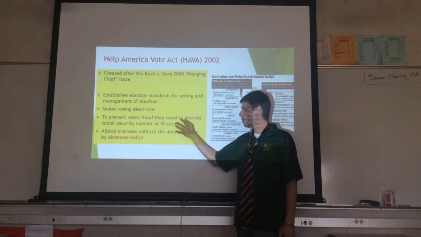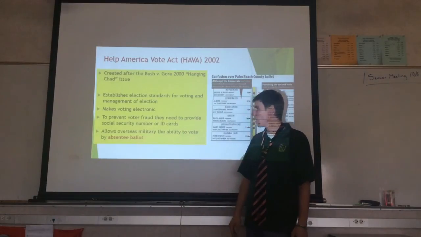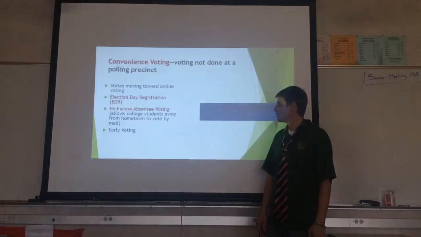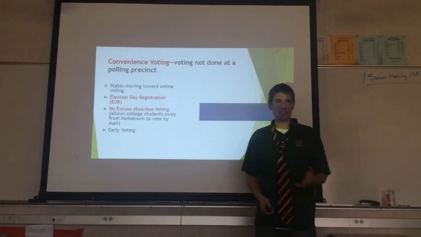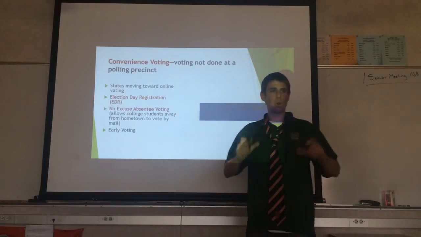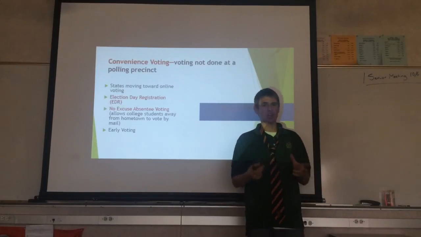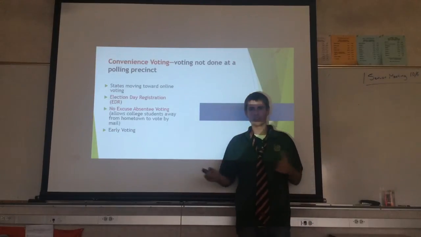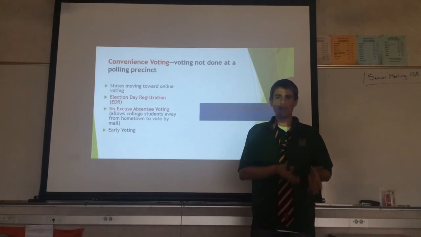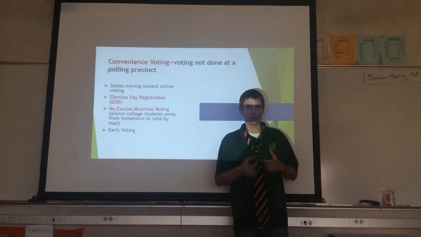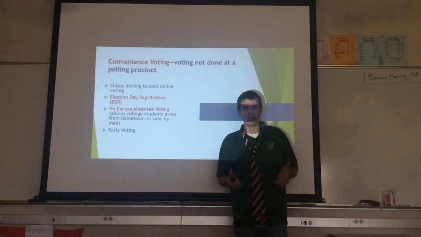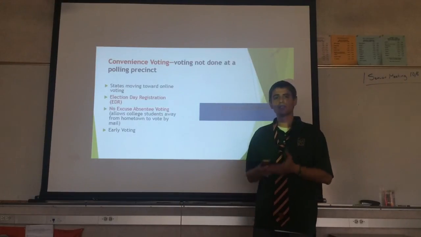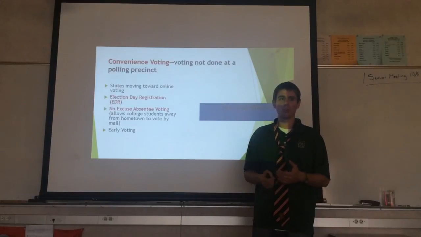Again, the underlying purpose, trying to prevent voter fraud, that's the goal. Convenience voting, methods to make voting easier. Convenience voting in your textbook will say something of the sorts like methods to allow voting without having to enter the voting precinct. So again, just like it says, trying to make voting easier, more convenient.